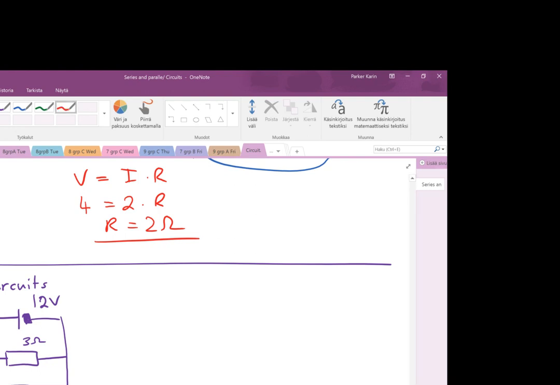What's the current? We know 12 volts and we've got 3 ohms in parallel with 3 ohms. That's the maths symbol for parallel. I hope you've met that before. We want to find total current I. So, how do we do that?